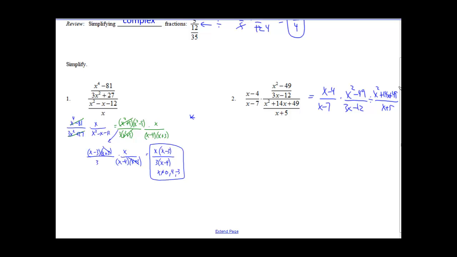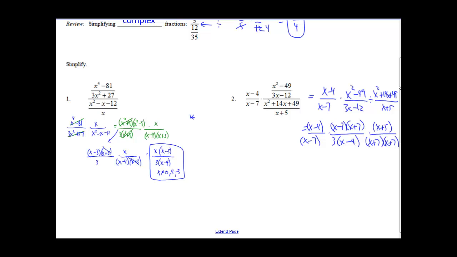Now if we factor, and then we're going to flip the division side and make it multiplication, we would get x minus 4 over x minus 7, times x minus 7, x plus 7. Take out a 3, and that gives us times x minus 4. And then when we multiply, we'll have an x plus 5 on top, and an x plus 7, x plus 7.